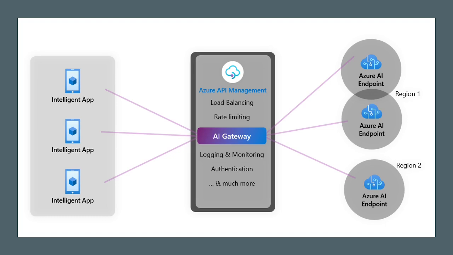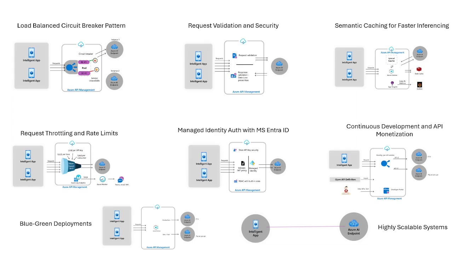Imagine you have multiple intelligent applications, mobile applications, chatbots, or enterprise tools, all powered by generative AI. Now, instead of connecting each app directly to your LLM endpoints, you route everything through a central AI gateway powered by Azure API Management. Now, the gateway does a lot more than just routing. Let's take a look at some more business friendly use cases.